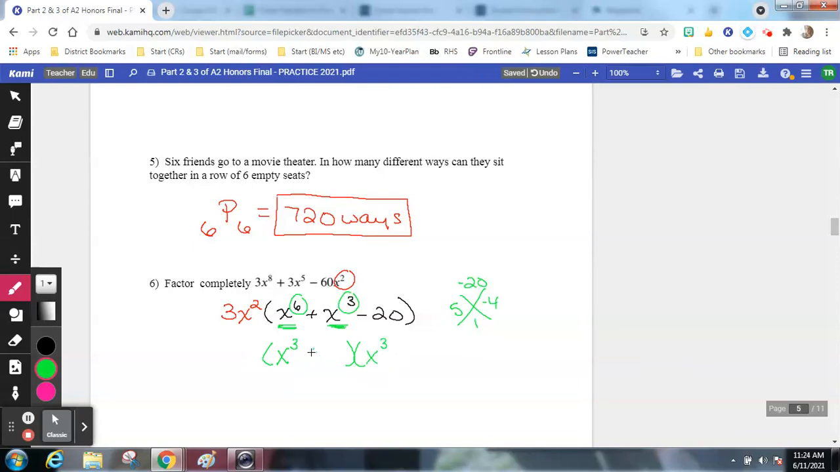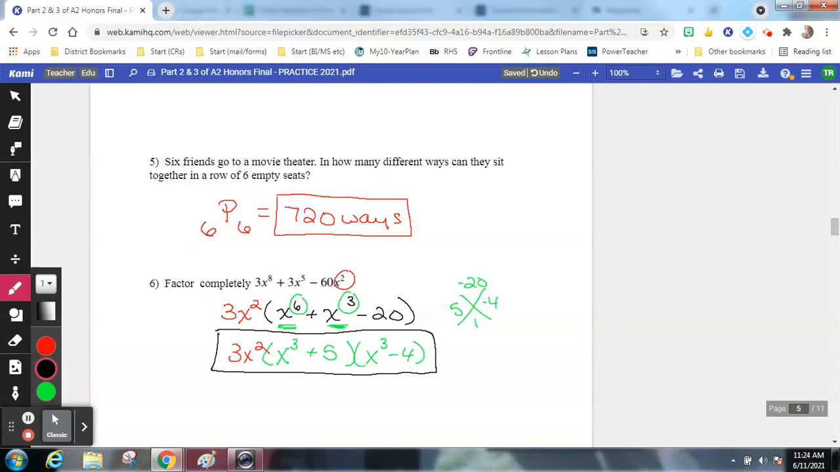And then I have the constant values. I have a positive 5 and a negative 4, and drop down that 3x squared. And that is our final factor. You do want to see if you can ever factor these binomials further, but they're cubes and they're not perfect cubes. 5 is not a perfect cube, and neither is 4. So we are done at that point.